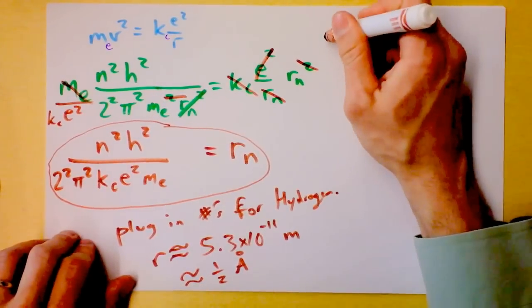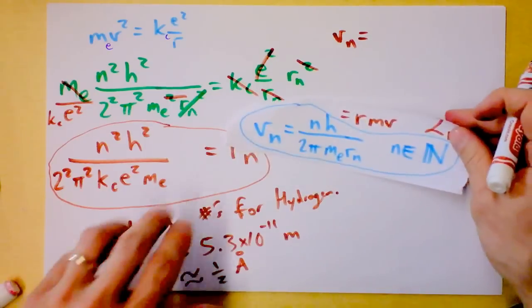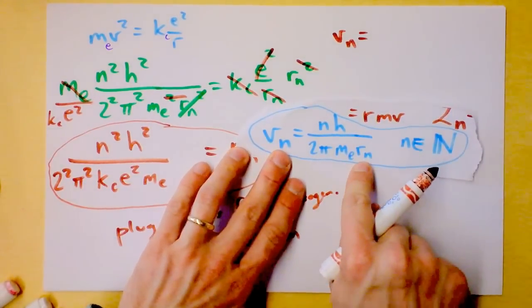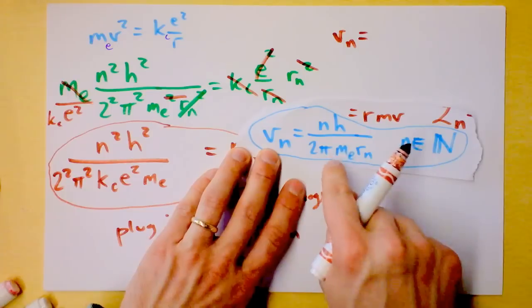But remember we had this equation for v sub n, the speed of the nth orbit? The only problem with the speed of our nth orbit is it depended on the radius. And that made me a little bit uncomfortable because when speed depends on radius, it's very easy to get confused.